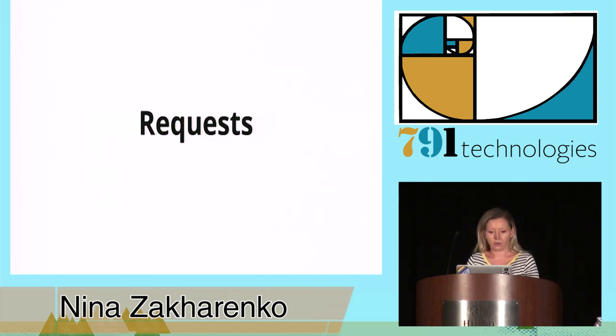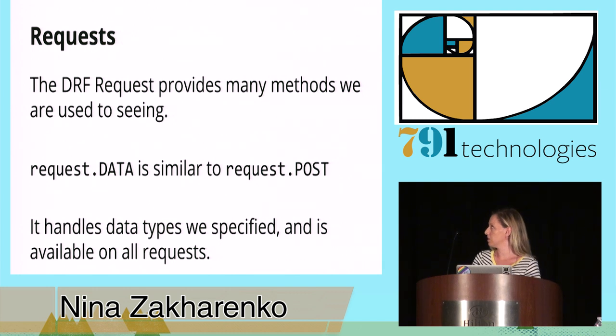Requests in Django REST Framework actually look pretty similar to many of the methods that we're used to seeing. So if you have used Django Forms, you're used to seeing a request.post. And that's the data that comes in when a user submits your form. Request.data is kind of similar. It provides all the fields that were submitted to the API, along with their values. Handles the data types we specified. I pretty much exclusively use JSON, but some of you might like XML.